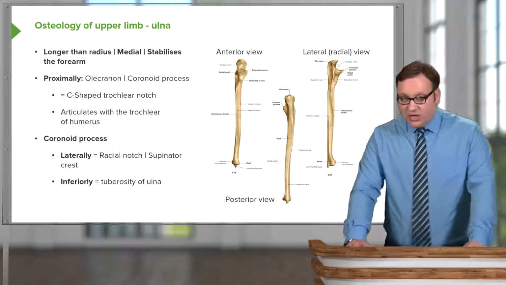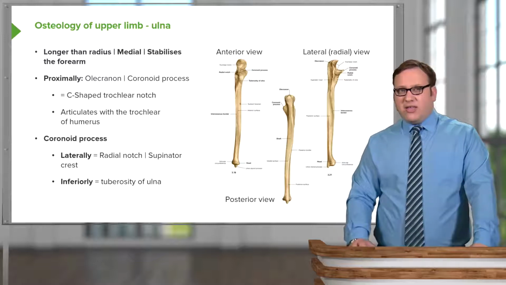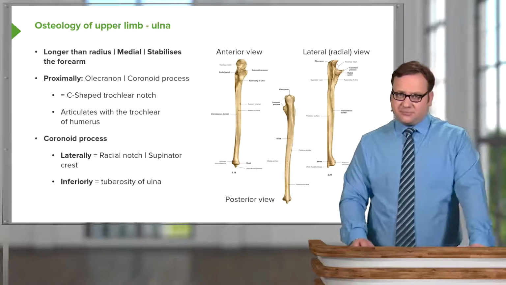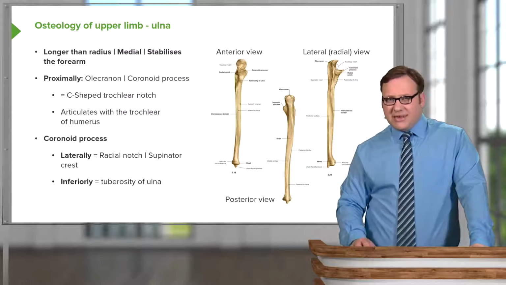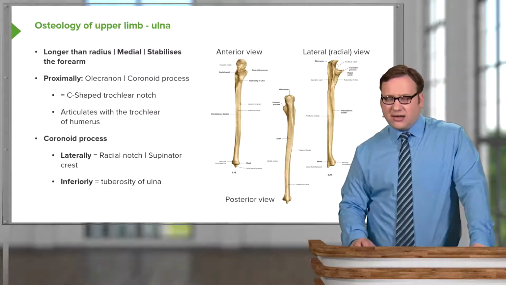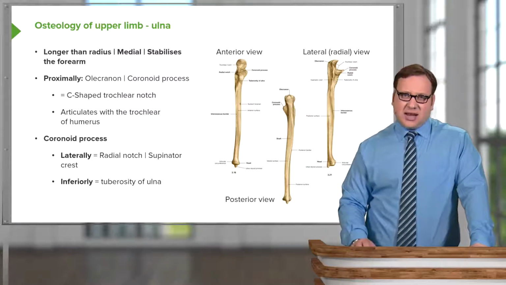The ulna is longer than the radius, and within the forearm it is involved in stabilizing the forearm, and of the two bones it's positioned medially. So the ulna is medial and the radius is lateral.